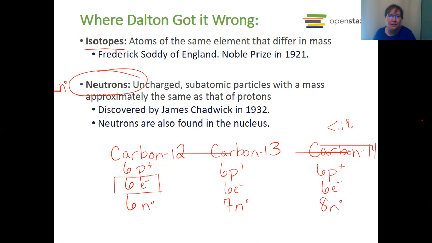Dalton didn't have any way of determining that there were these different things within the carbon, but later, Chadwick did. And so that's where these isotopes come from. This is also why when you look at the periodic table, it doesn't say 12 for carbon, it says 12.011. We'll get to that a little bit later, but that's because it's a weighted average of all of these different isotopes.